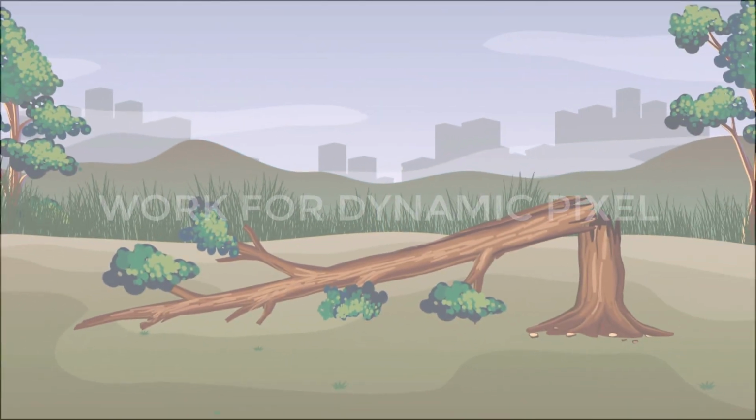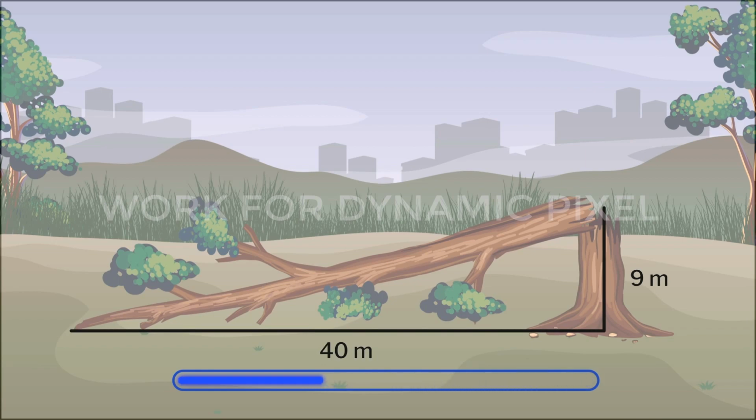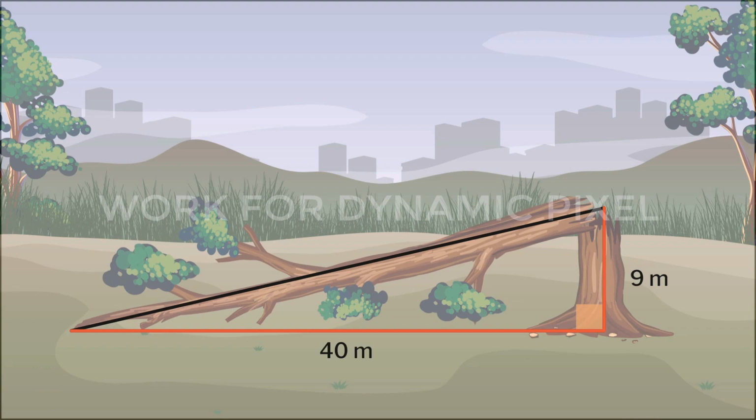Let me tell you another story of my village. Yesterday, because of a huge storm, a tree was broken at a height of 9 meters from the ground, and its top touches the ground at a distance of 40 meters. How can we find the full length of the tree? Here, this broken tree resembles a right-angled triangle. And by using the Pythagoras property, we can find the length of the broken part, which can be added to the remaining part to get the full length of the tree.